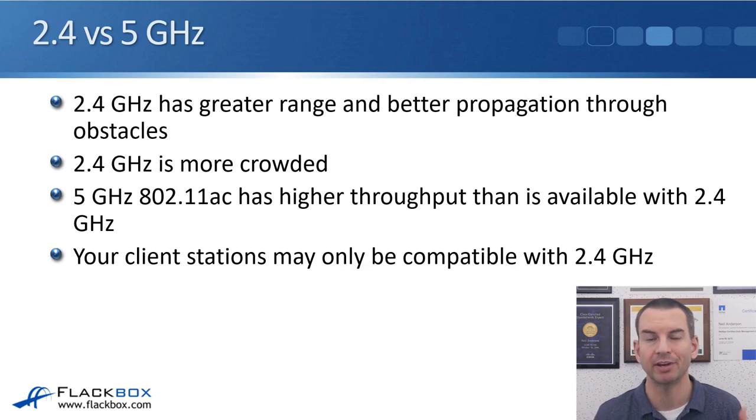Comparing 2.4 and 5 gigahertz. 2.4 gigahertz has got greater range. It goes further. It's also got better propagation, meaning it gets through obstacles better as well. But the 2.4 gigahertz range is more crowded. There's more things there, more chance of having interference. 5 gigahertz, 802.11ac, has higher throughput than is available with any of the 2.4 gigahertz options. So you might think, well, then for sure, I'm going to be using 802.11ac, but your client stations might not be compatible with it yet. They might only be compatible with 2.4 gigahertz, which would force you to use that or to upgrade them.